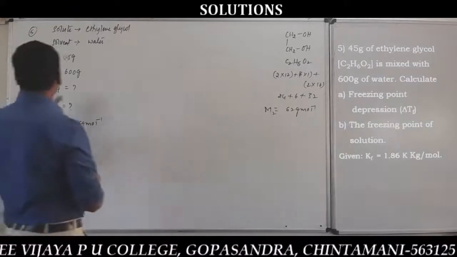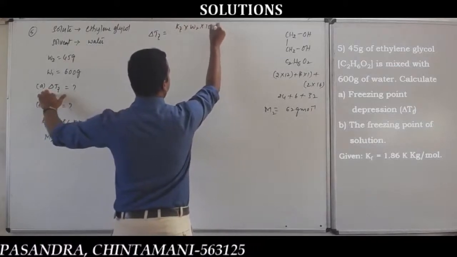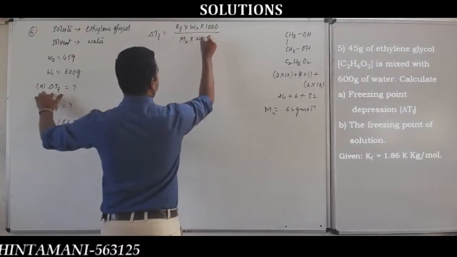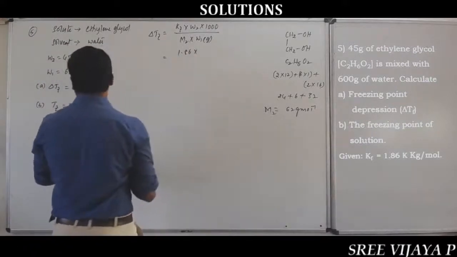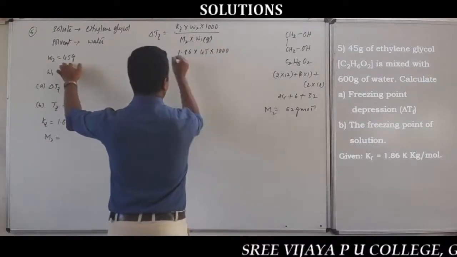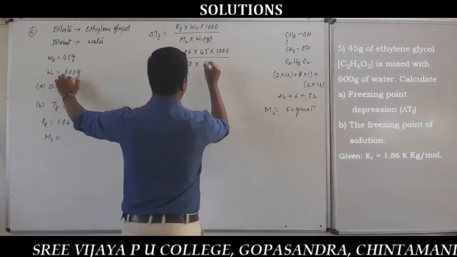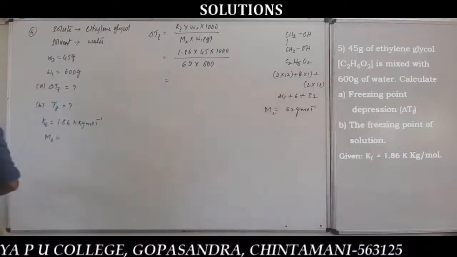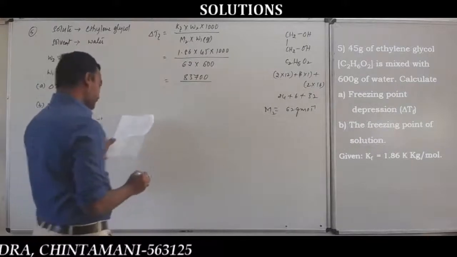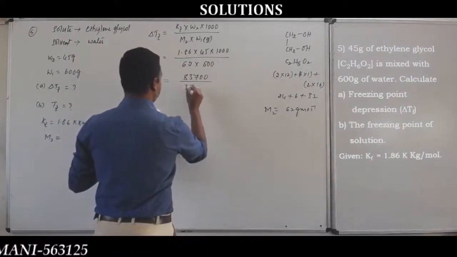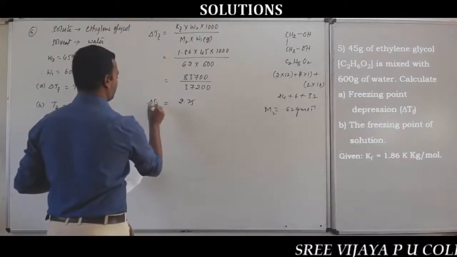Next, you have to calculate delta Tf here. So what is the formula? Delta Tf is equal to Kf into molality, that is W2 into 1000 divided by M2 into W1 in grams. So Kf is equal to 1.86, W2 is 45 into 1000, divided by M2, the molar mass of solute, 62 gram per mole, and W1, the mass of the solvent, 600. Calculate 1.86 into 45 into 1000, that is 83,700, divided by 62 into 600. 600 into 62 is 37,200. When you calculate this, you will get 2.25. That is the value of delta Tf.